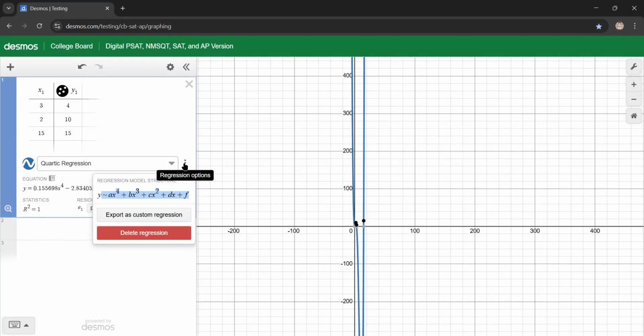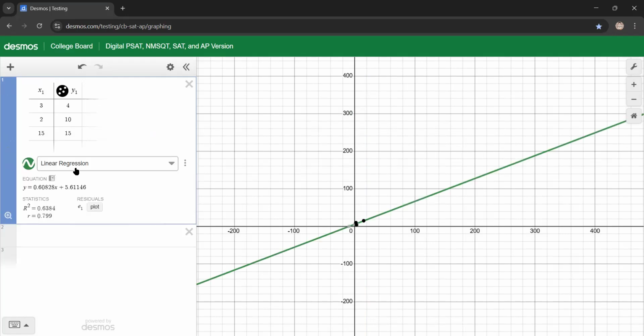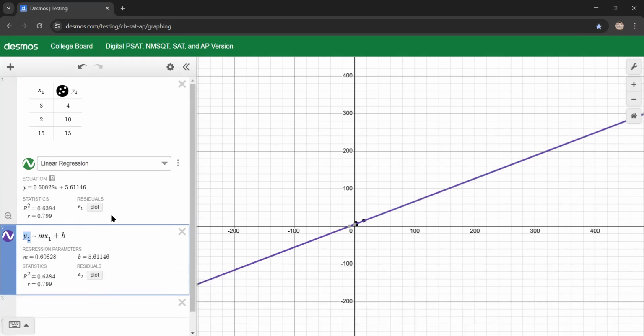Now, if you want to delete the regression, you can delete it from here. And if you want to export this regression, you can export it as well. So it gives you the equation: y1 is approximately equal to m times x1 plus b. Why do you have y1 and x1? Because the table is written as x1 and y1.